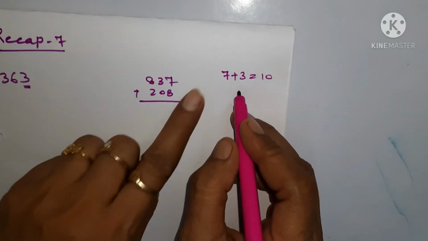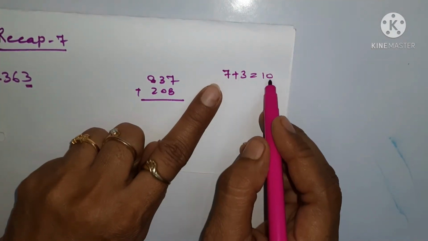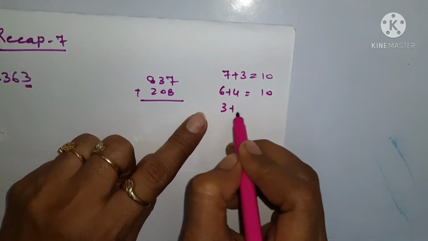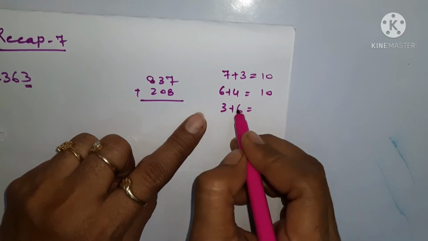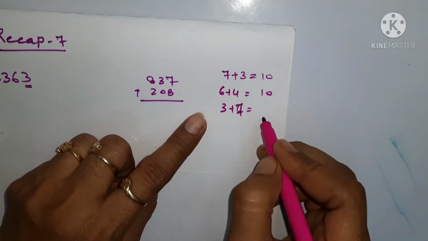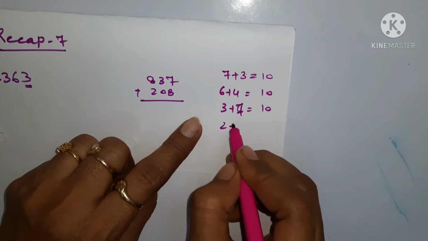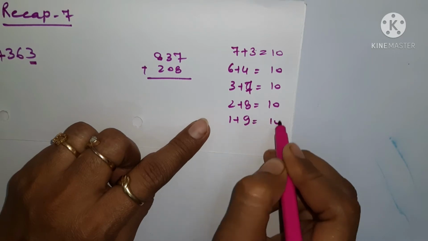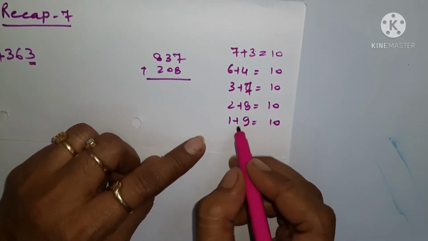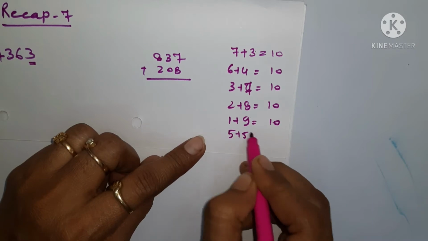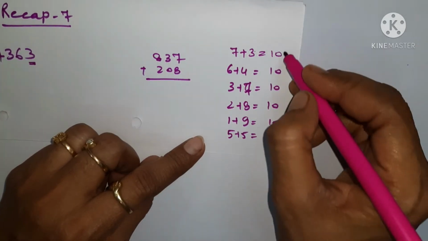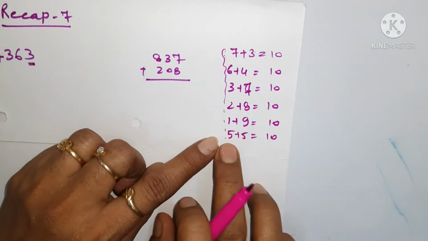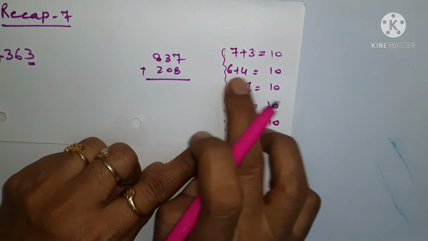Okay, so the numbers of such types like 7 plus 3, 10, or 6 plus 4, 10, or 3 plus 7, already we have done here, 10. Okay, 2 plus 8, 10, right? 1 plus 9, 10. Okay, then you can take any other number, 5 plus 5, 10. Okay, so we should give preference to grouping these numbers at unit places.